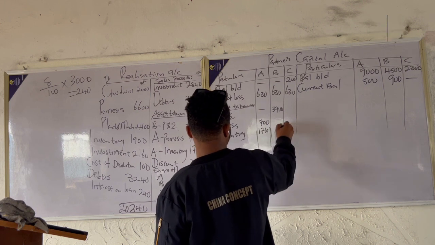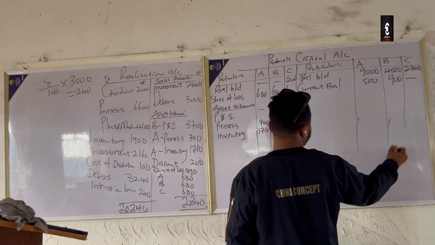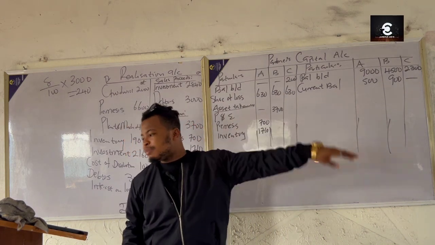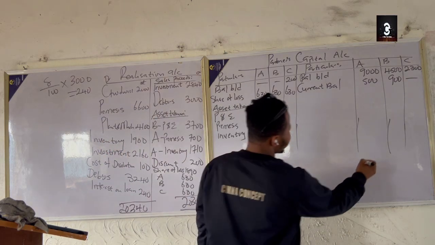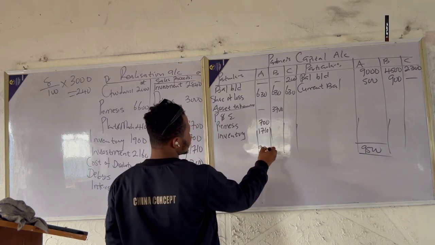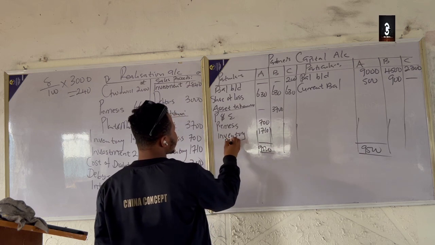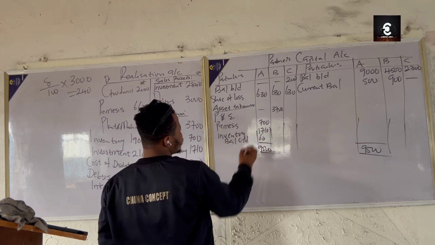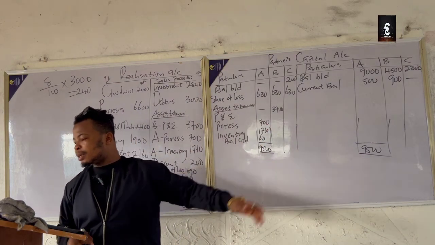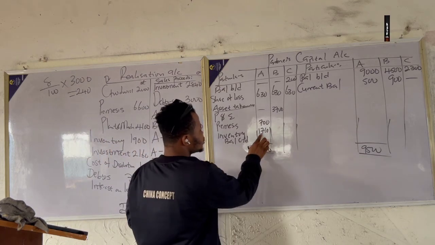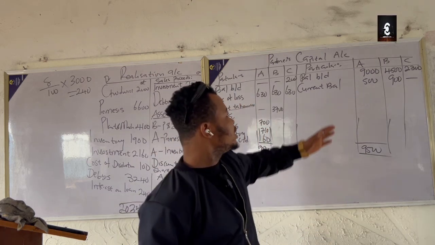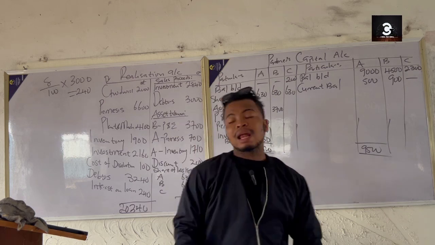So it is time to add. If you add the debit side of A here and the credit side of A here, it is giving me 9,500, which is actually the highest, 9,500. And here is 9,500. The difference between them is balance carried down of 60. So the difference between the sum of this side and the sum of this side constitutes balance carried down.